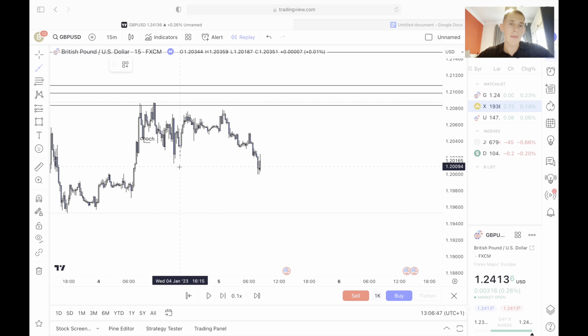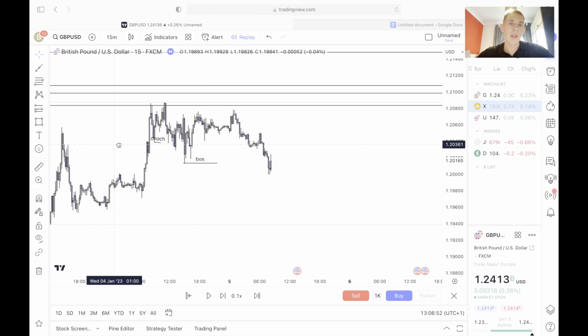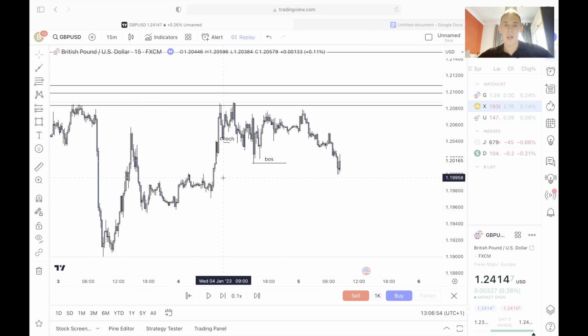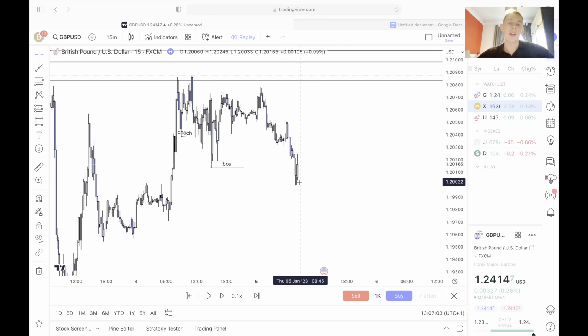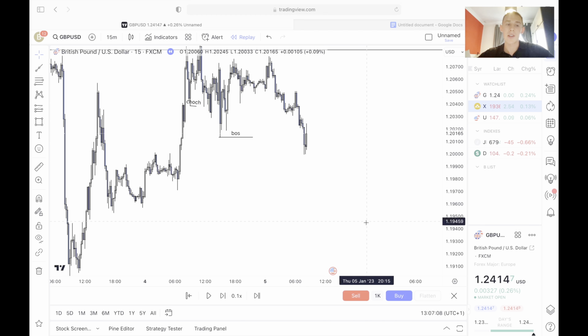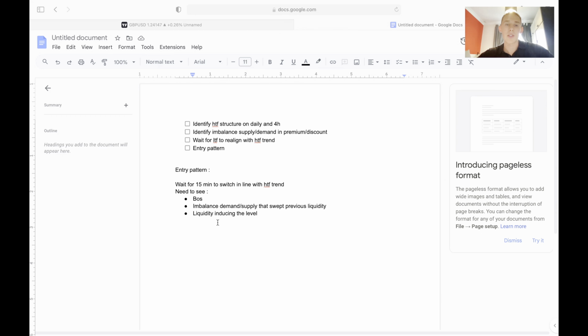There we go. So we have a further break of structure. And by break of structure, guys, I mean after we have that initial change of character, we're waiting for price to break structure again and form a lower low. So what we do now is anticipate that price has a high probability of forming a lower high and continuing the downtrend. Going back to our criteria, we want to see an imbalanced level of supply that swept previous liquidity, and we want to see liquidity inducing the level.